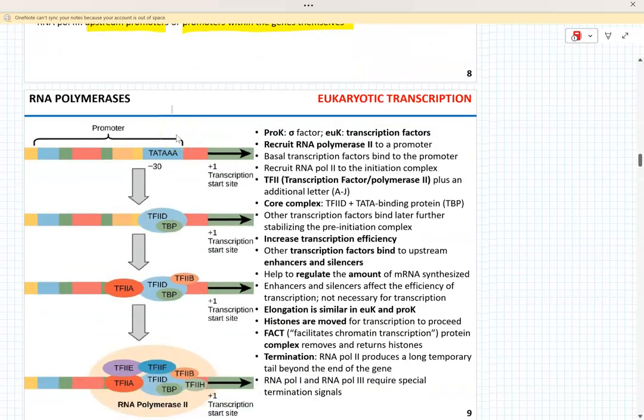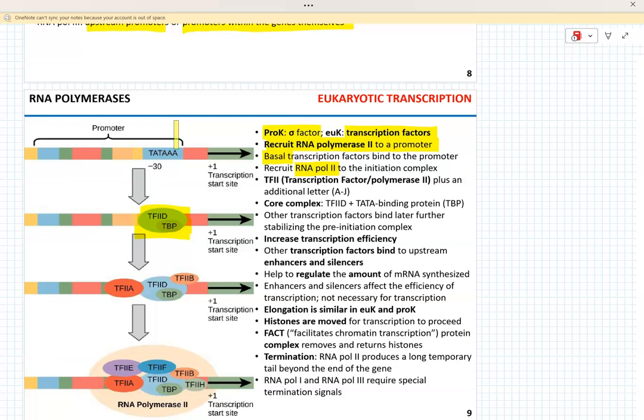Let's dive further into eukaryotic transcription. You may remember that prokaryotic transcription requires sigma factor. In eukaryotes, a similar role is played by transcription factors. Their role is to recruit RNA polymerase to a promoter. There is a set of transcription factors called basal, which bind to the promoter and recruit RNA polymerase 2.